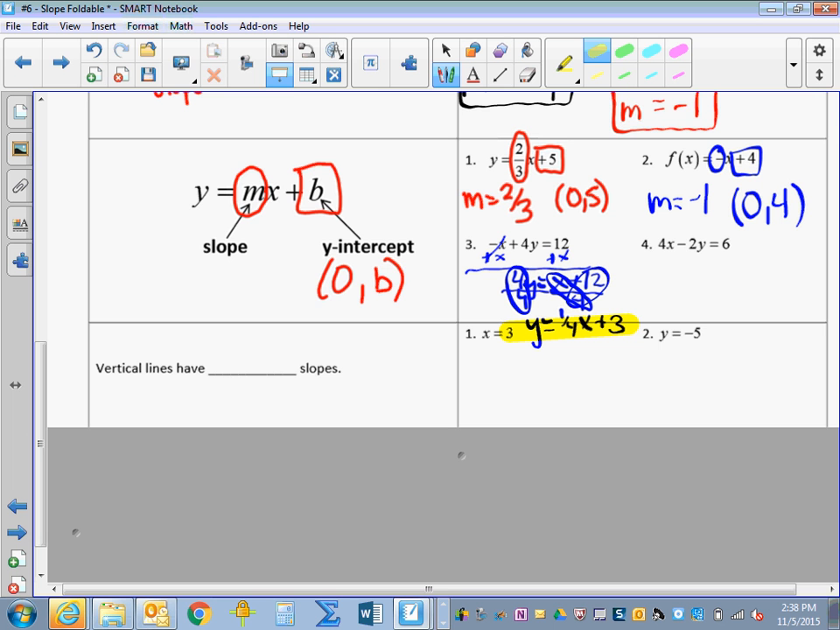There's my new equation. So now let's find my slope and my y-intercept from there. What is my slope for this one? Here's my slope, 1/4. So my slope is 1/4. And what's my y-intercept? 3. So we write this as (0, 3).